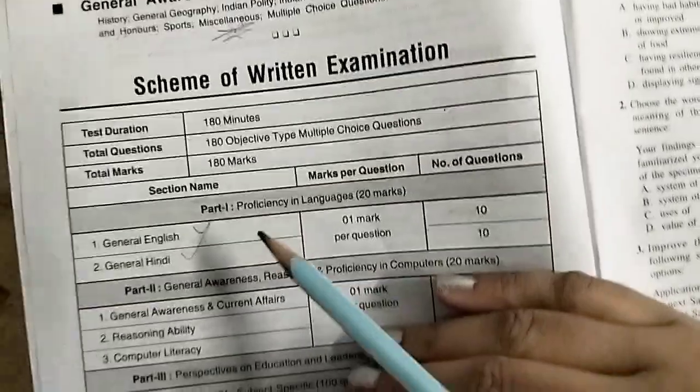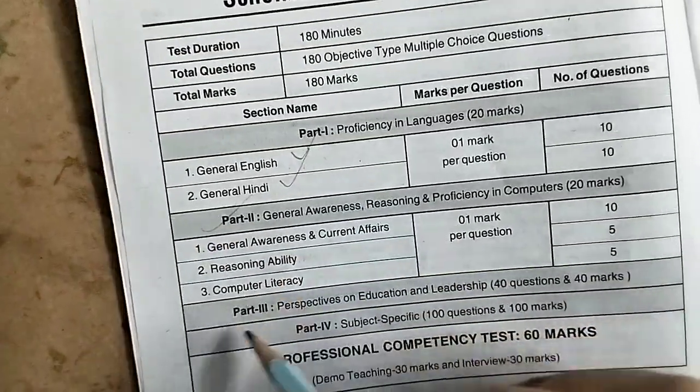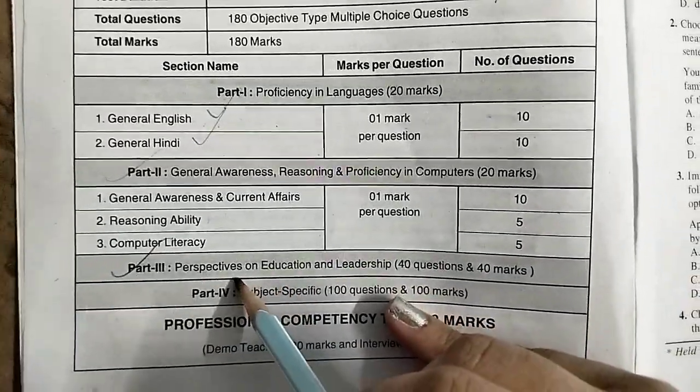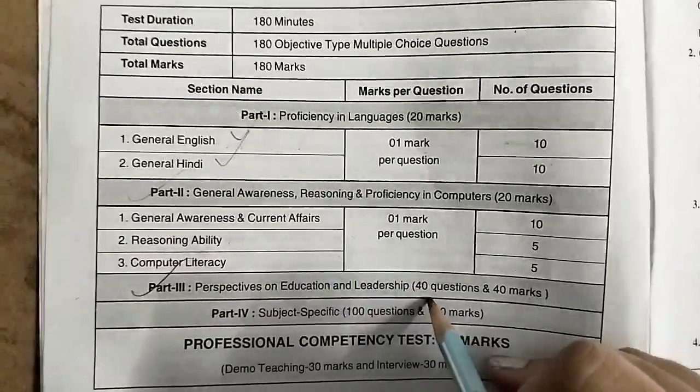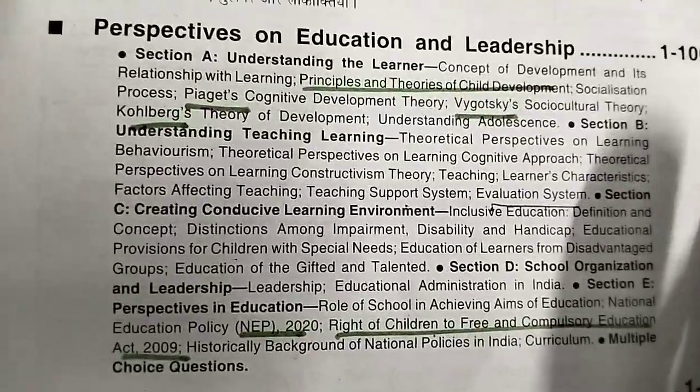Part 1 we discussed, part 2 we discussed. Now we are going to discuss the next part, which is perspectives on educational leadership. This indicates 40 questions, 40 marks. Let us see what the 40 questions are. Again it is divided into 4 parts, right?